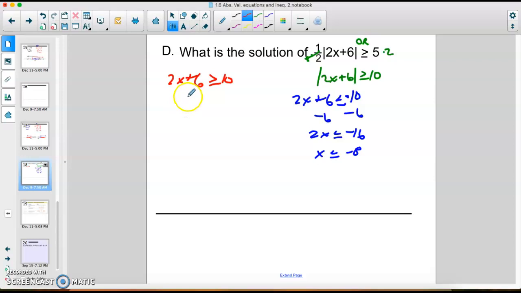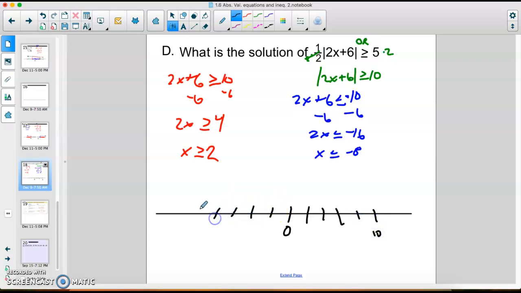Okay, over on the red one, we subtract 6. We get 2x is greater than or equal to 4. And so we know that x is greater than or equal to 2. And we go to make our graph. I'll start in the middle with 0, and we'll go out by 2's. 2, 4, 6, 8, 10.